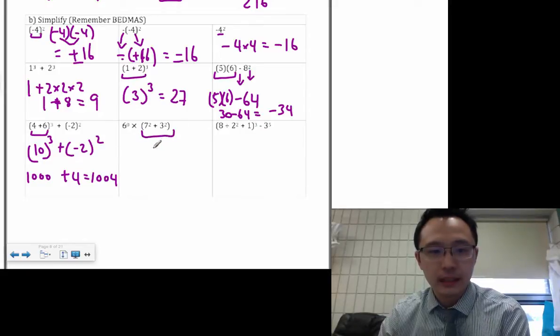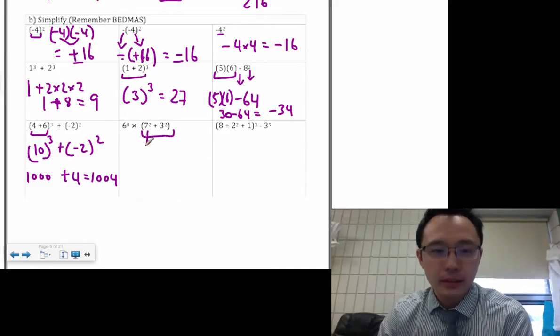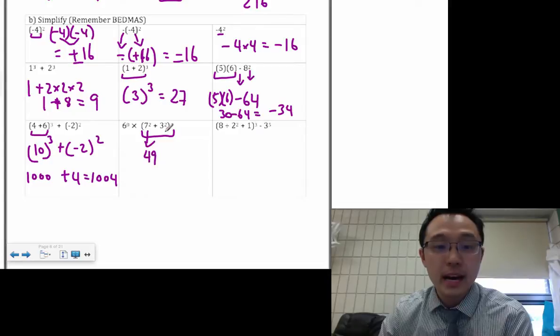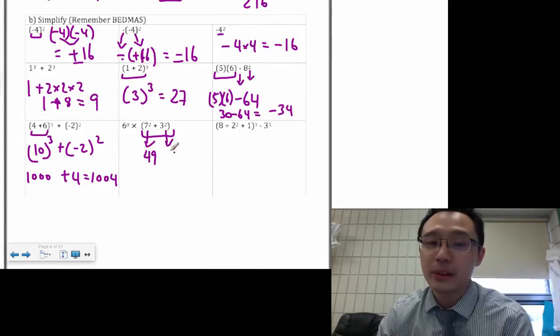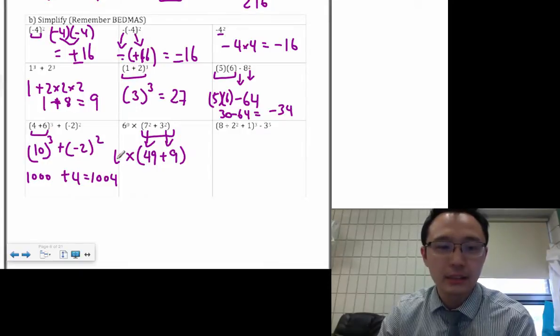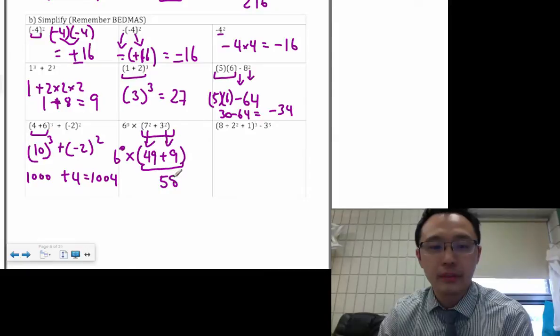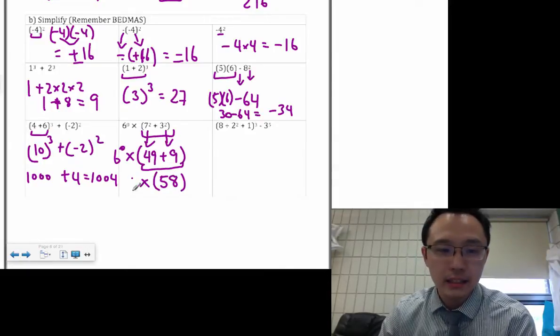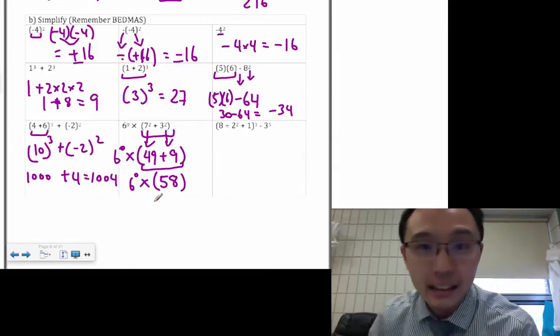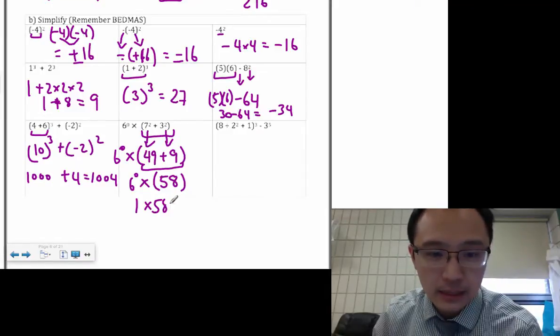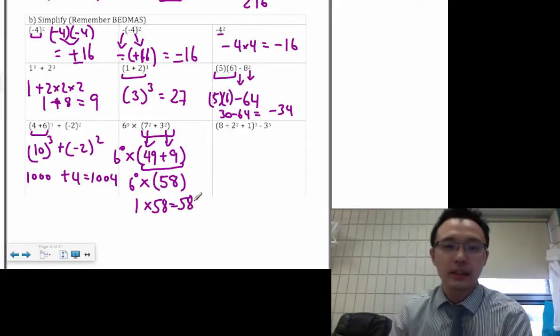Whoa, there's a lot of stuff going on here. Brackets first though. Inside brackets I have exponents. So 7 squared is 49. 3 squared is 9. Add that. I still have brackets because I didn't do anything to get rid of them yet. Inside the brackets I have 58. Brackets times 6 to the power of 0. Anything to the power of 0 is 1 times 58. This is 58. Look at that.